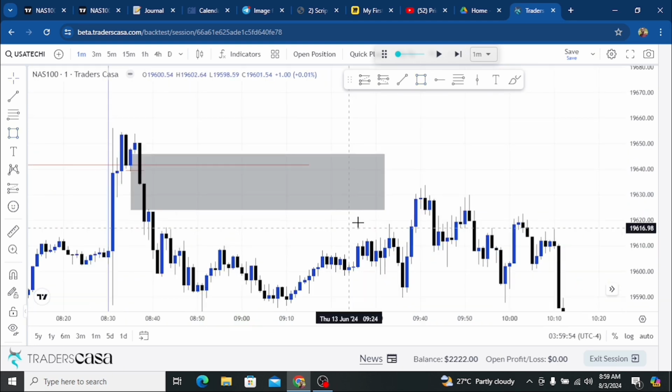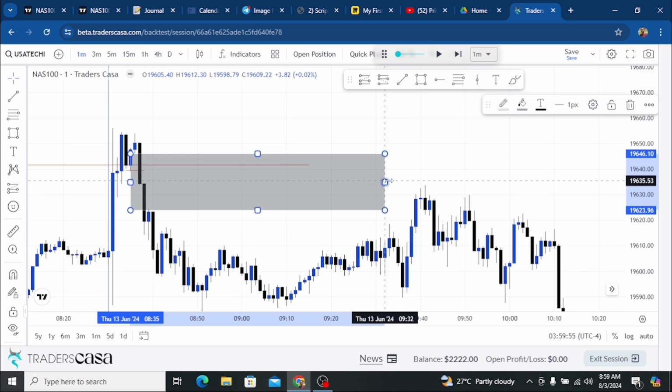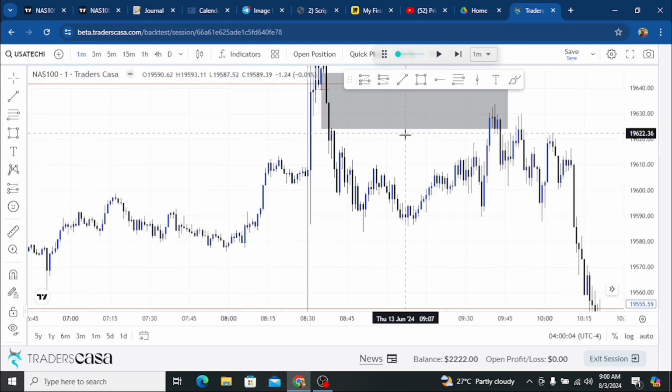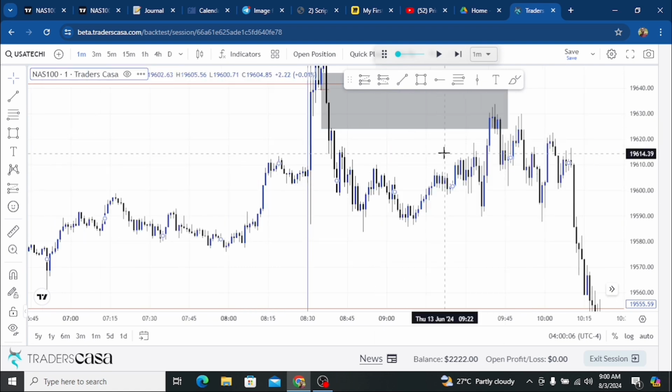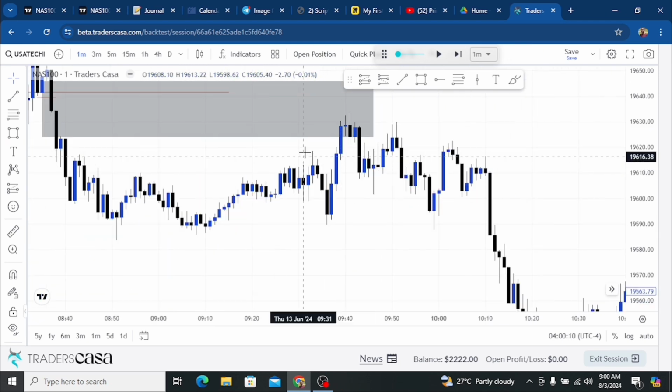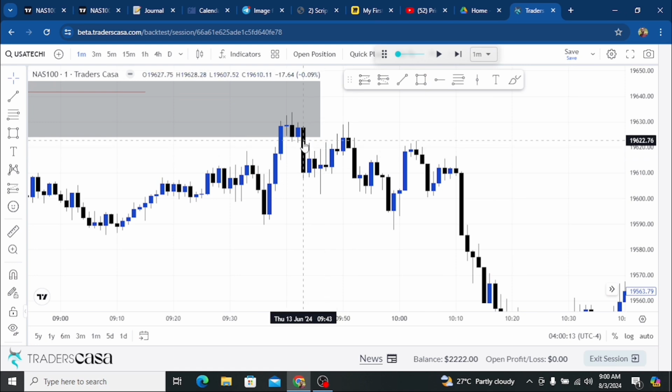Okay. But I would not advise you enter on this particular fair value gap because we've delayed so much. I don't know if price is just going to come and fail this fair value gap and go the other direction. So we could mark it out and look for the reaction of price in there. So what was our reaction of price?